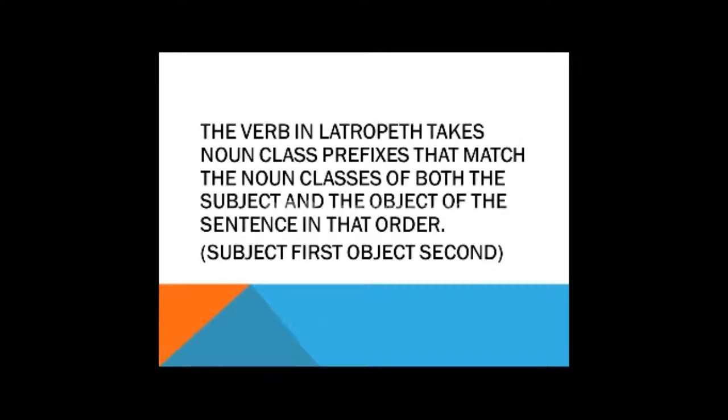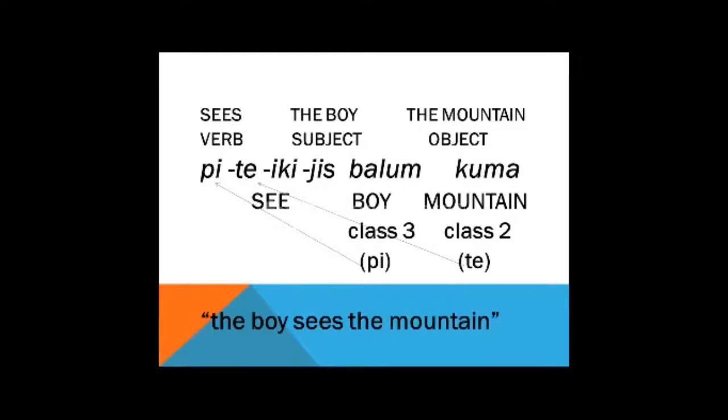So here's our lofty statement. The verb in Latropeth takes noun class prefixes that match the noun classes of both the subject and the object of the sentence in that order. So let's have a look at the whole sentence again, and how the parts of the verb correspond to the broader sentence. Again, remember, Latropeth is a verb subject object sentence in terms of order. So what you're actually saying is sees a boy the mountain, or sees boy mountain.